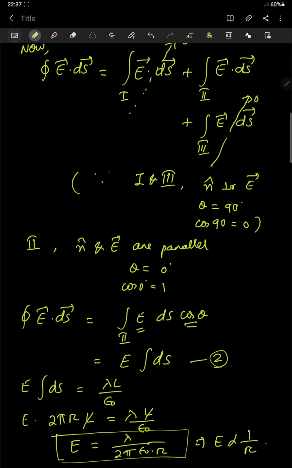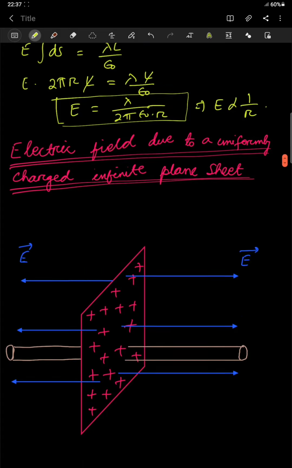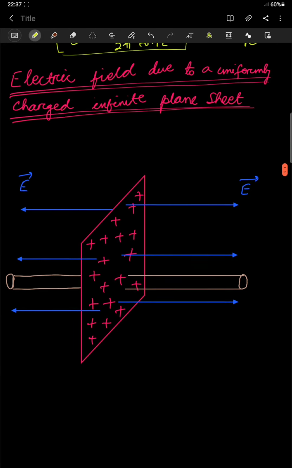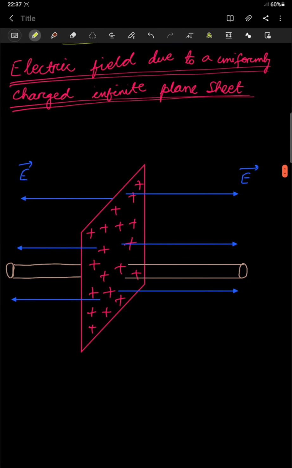So this is the first application for the Gauss law. Moving to the second application. The second one is to find out the electric field due to a uniformly charged infinite plane sheet. Sheet means the paper which you see. This plane sheet is containing positive charges, for which the electric field is shown in the blue color line.